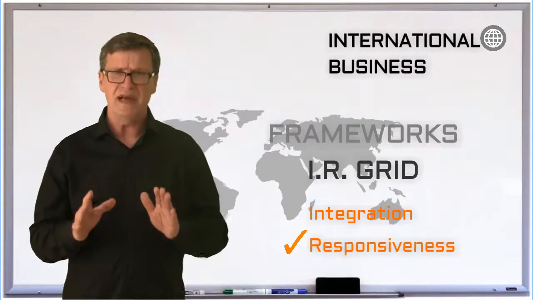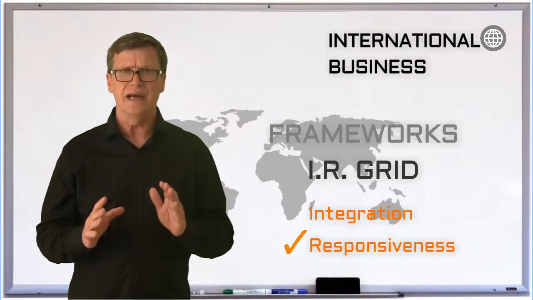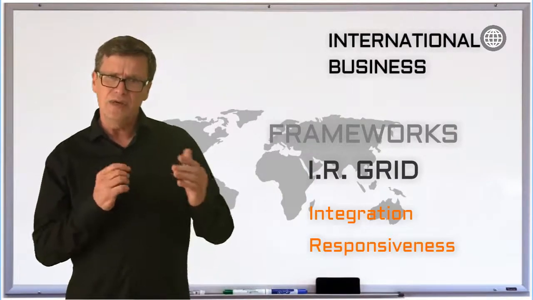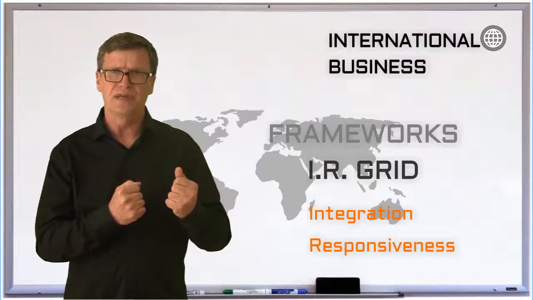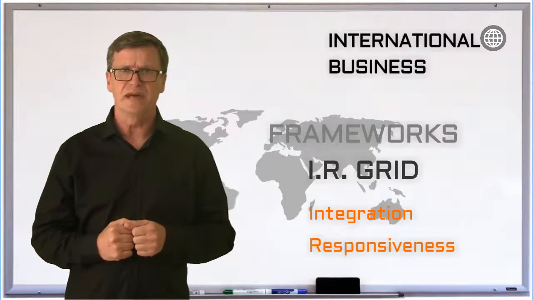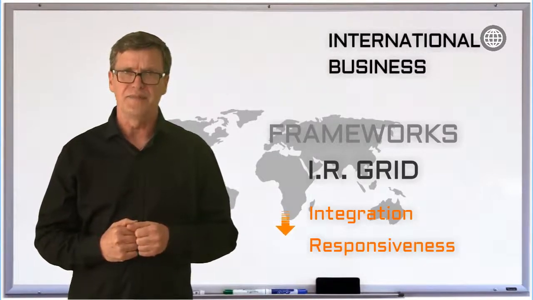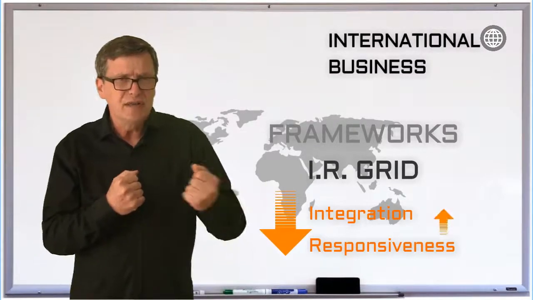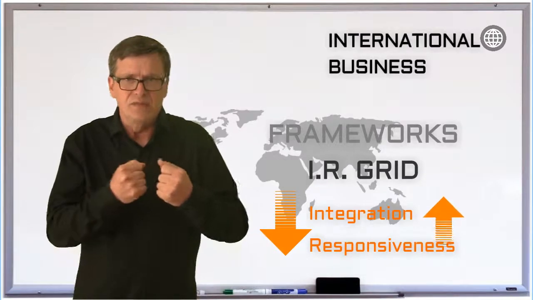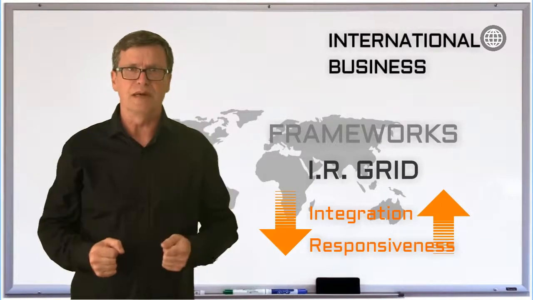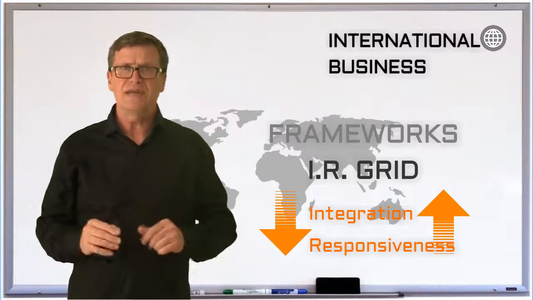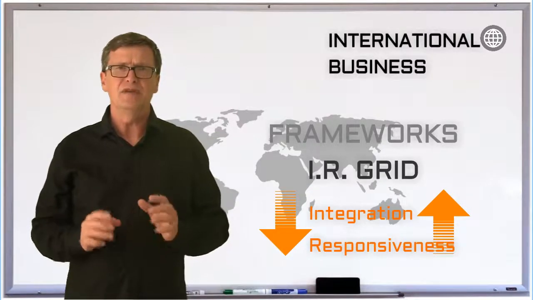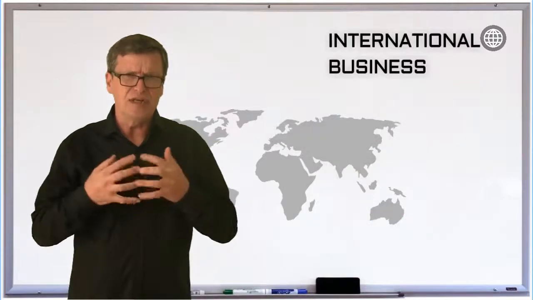In simplified terms, what the IR grid allows a company to do is to determine the best way to deal with two conflicting pressures which companies face when entering or developing a foreign market. And those two pressures involve the level of integration of their activities and the responsiveness to the local market. So now let's say a few words about each of those two pressures. The first pressure involves integration.